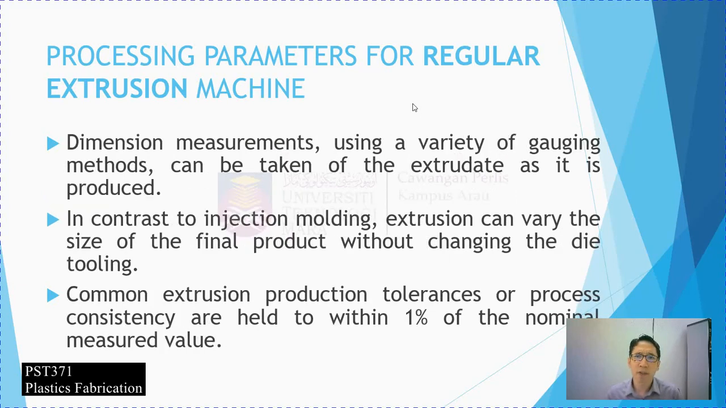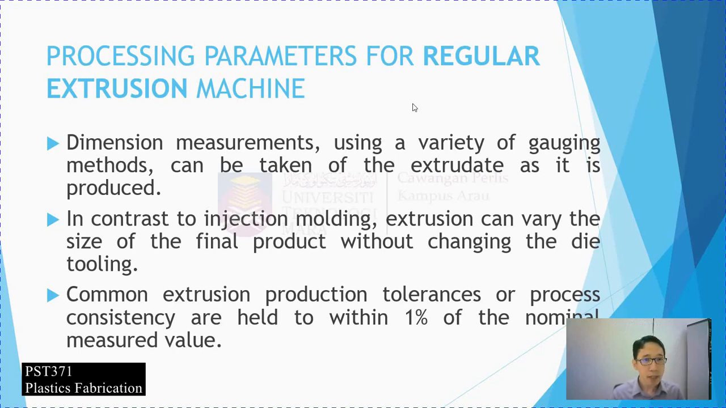Dimension measurement using a variety of gauging methods can be taken at the extrudate as it is produced. In contrast to injection molding, extrusion can vary the size of the final product, as I mentioned earlier, without changing the die tooling. So these are the important parameters for stretching your extruded material to meet the requirement of dimension and thickness of the final product.